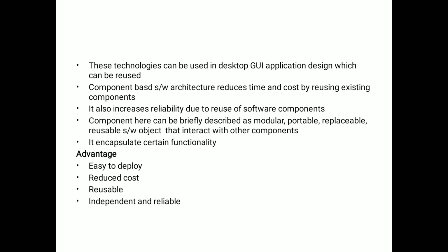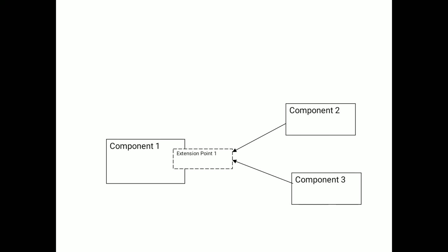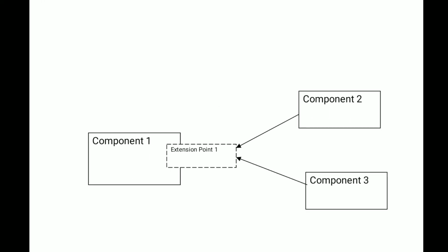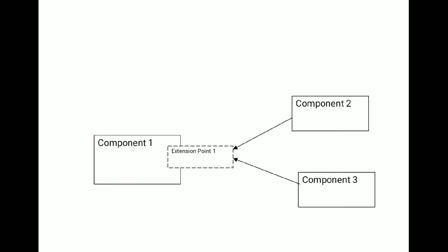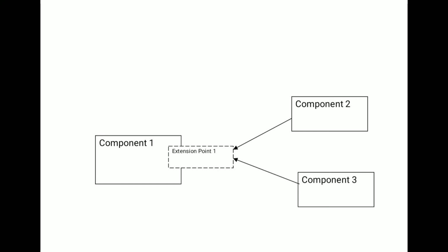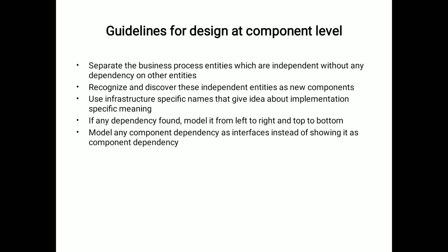It encapsulates certain functionality. Advantages of this architecture are that it is easy to deploy, reduces cost, is reusable, reliable and independent. You can see here component 1, component 2, component 3, and extension point 1. Component number 2 and component number 3 are connected to component number 1 through the extension point.